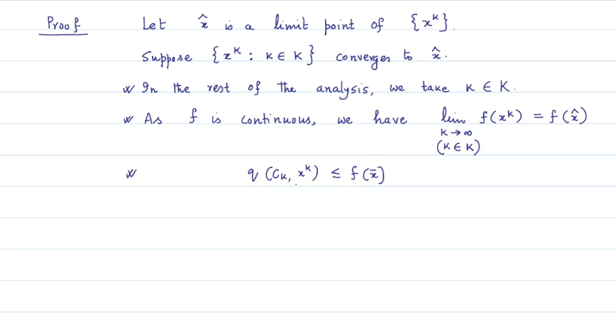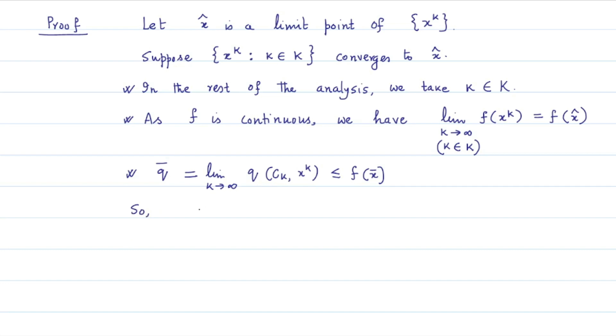So this sequence of real numbers q(c_k, x_k) is bounded above, and f(x bar) is an upper bound. Also in that lemma we have seen that the function q is monotone increasing on the sequential points (c_k, x_k), and therefore this sequence q(c_k, x_k) is a sequence of real numbers that is monotone increasing and bounded above. Therefore this sequence is convergent, and let us suppose it is converging to the number q bar.